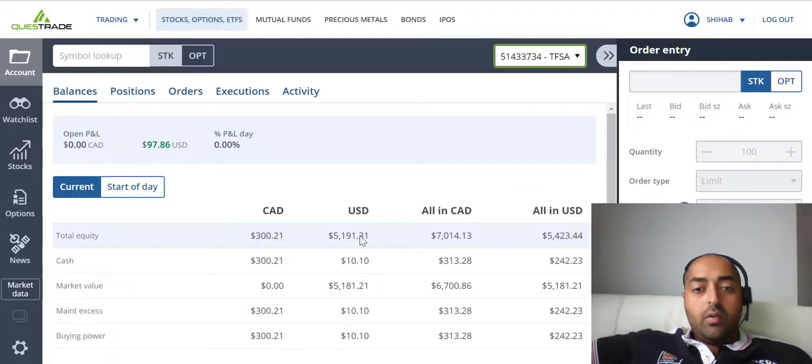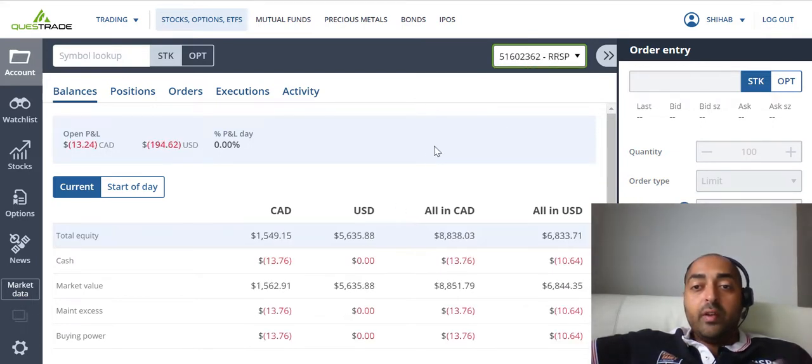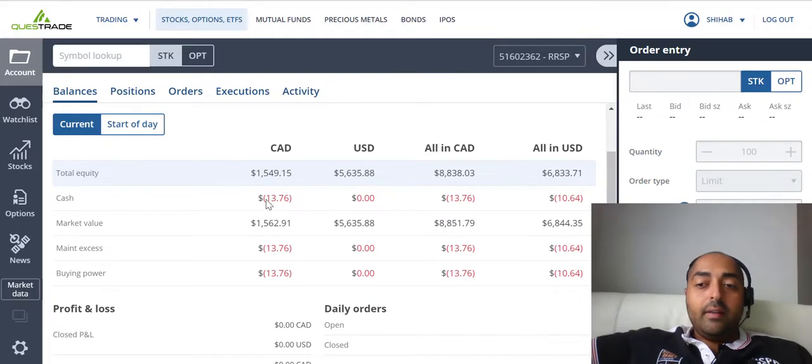So with Questrade, there's two ways of converting. If you hold Canadian stocks and you want to buy a US stock, you can simply put an order on the US stock right away, and Questrade will convert your Canadian to US automatically. And that's what happened to me here. I obviously didn't evaluate it right, and I ended up with a negative amount. So I just have to fund my account to cover the negative.